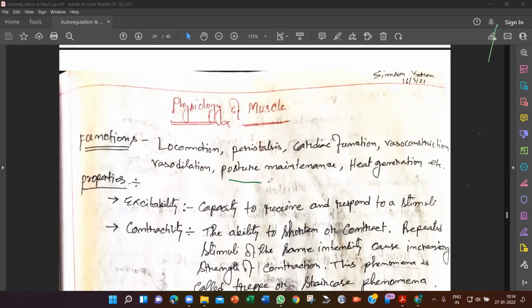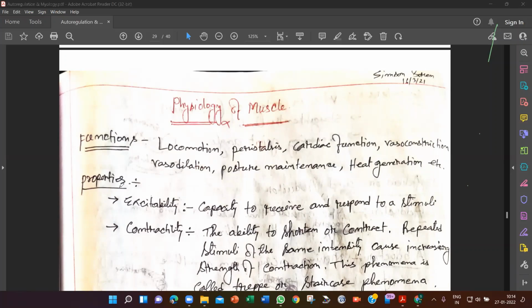Then posture maintenance, our sitting positions and sleeping positions. Those postures involve many muscles that maintain our posture. Then heat generation. During the winter season, the shivering mechanism of the muscle helps to generate heat and maintain the body temperature. Maintenance of body temperature is important.